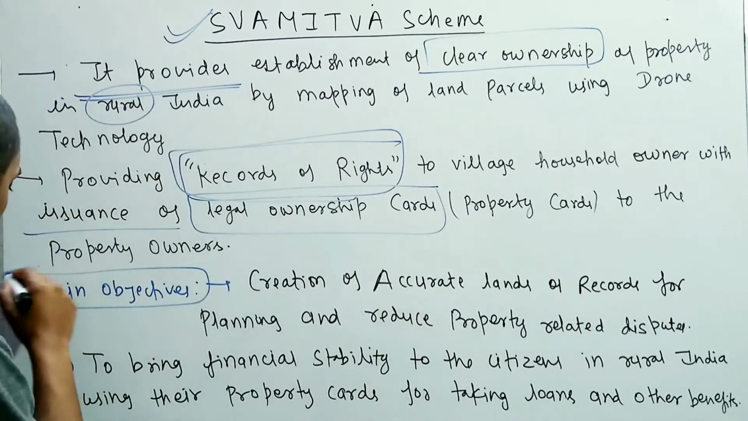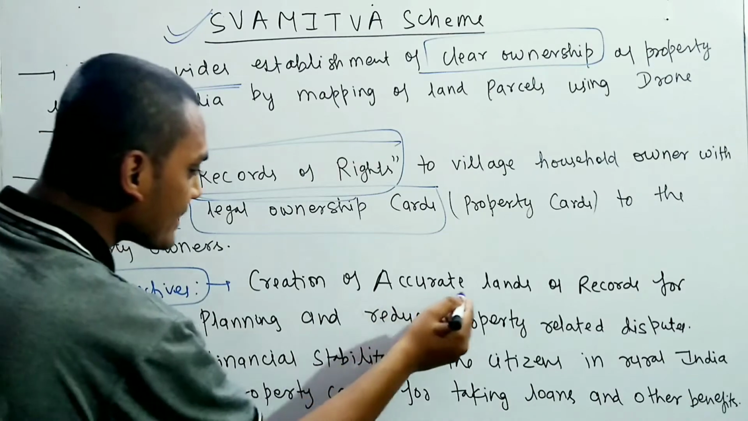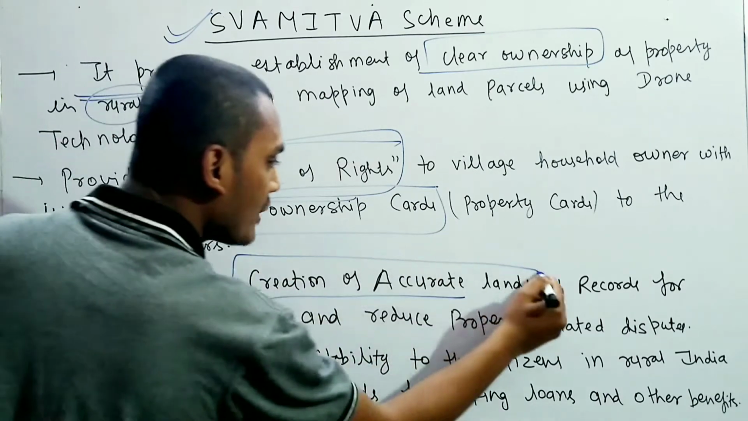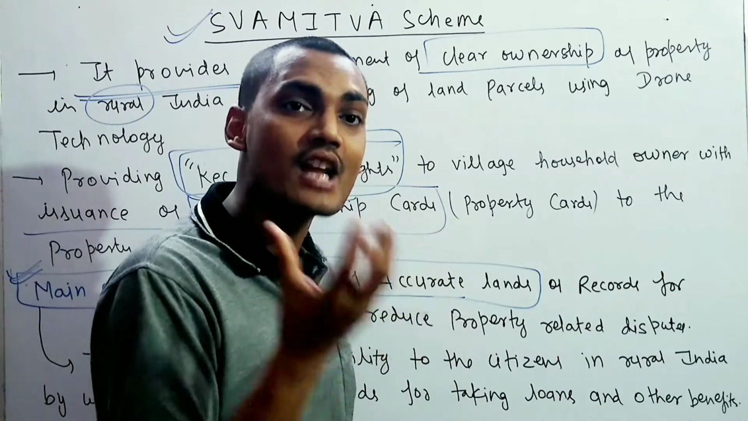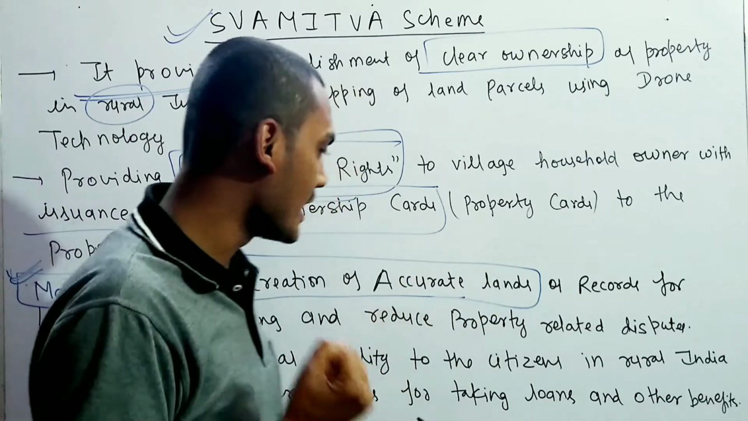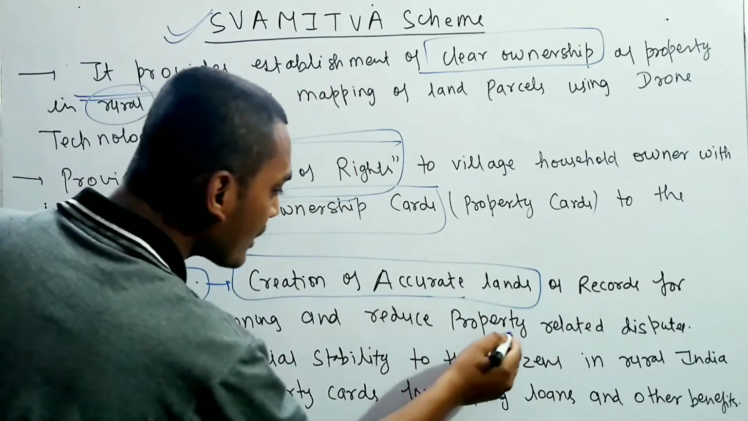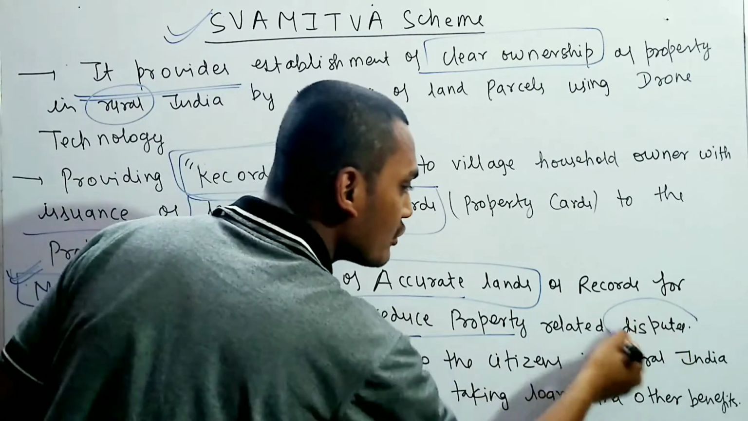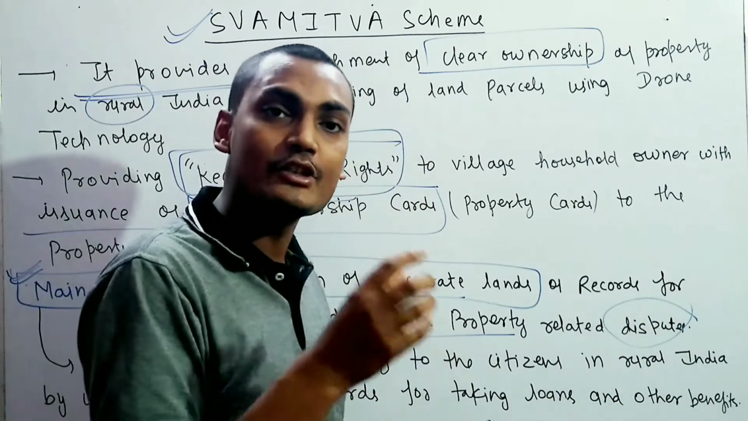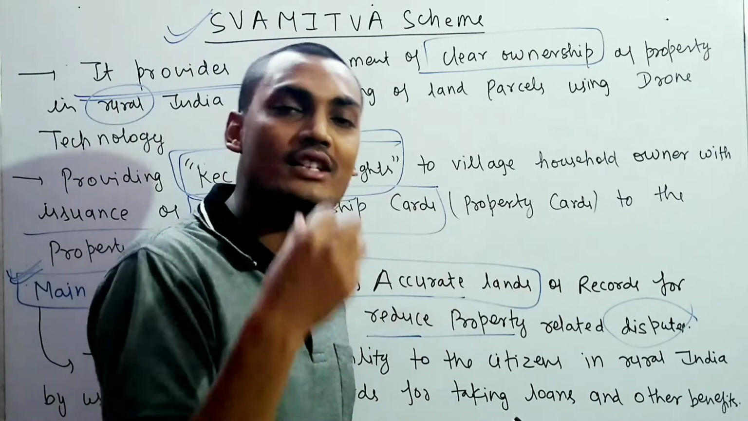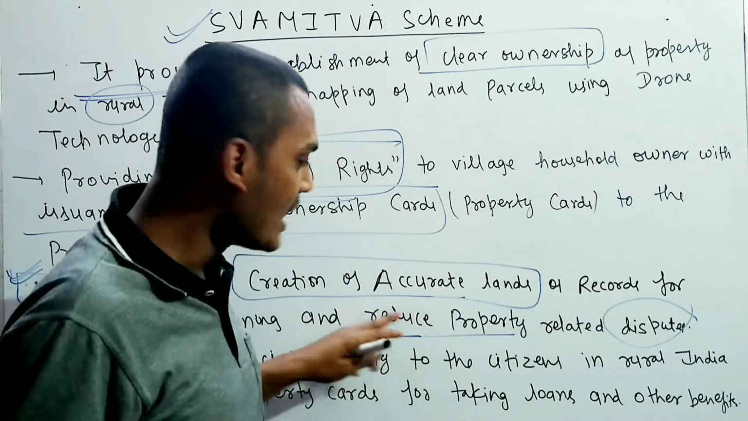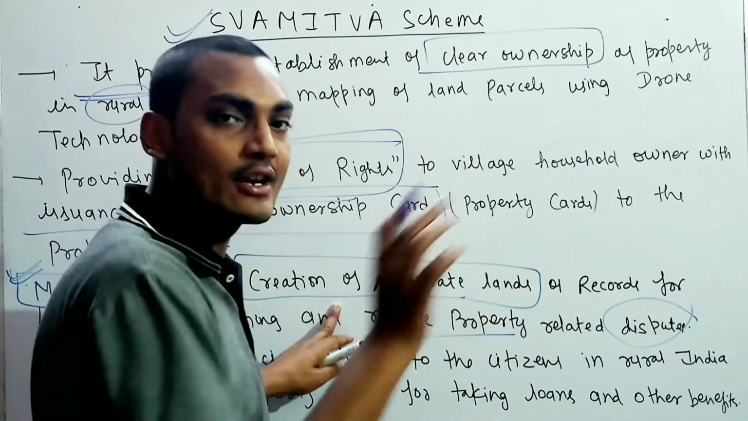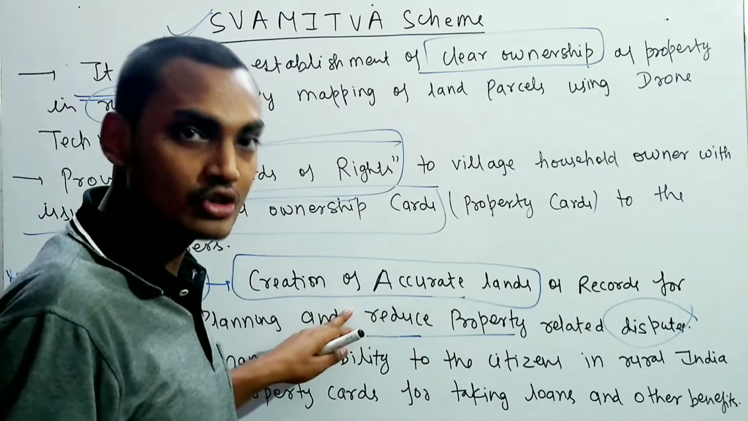If you talk about the main objectives, basically the creation of accurate land records, which means creation of accurate land data in rural India. And reduce property-related disputes. You know, there are many disputes actually pending in the lower courts as well as the High Court and the Supreme Court. So reduce those land-related disputes and also provide accurate land records. This is the first and most important objective.